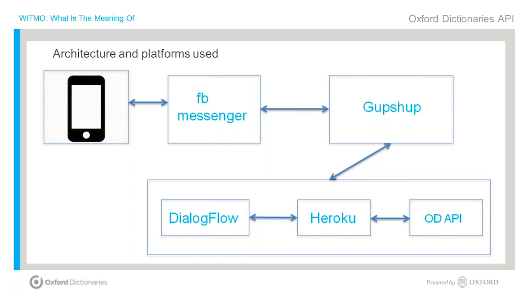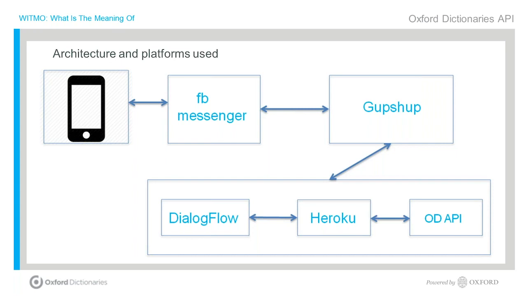So the real code of my chatbot is really in that box on the bottom right, which includes Heroku, Oxford Dictionary API, and it includes Dialogflow on the left. So that's really my chatbot, and the ones on the top are just the tools that I use to connect to Facebook Messenger, right? Connecting to Facebook Messenger is kind of complicated, and that is sometimes what stops people from starting to create chatbots. So my suggestion is use Gupshup. It really simplifies that part of the process, and you can focus on the actual logic of the code.